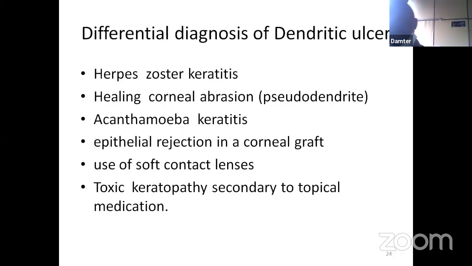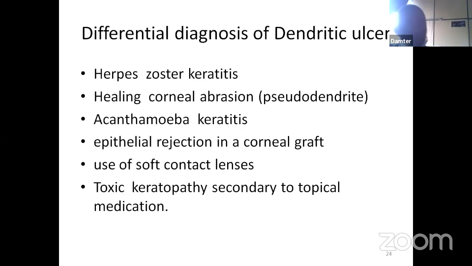The differential diagnosis of herpes dendritic ulcer could be a dendritic ulcer from herpes zoster keratitis. It could be a healing corneal abrasion. Maybe there was a mechanical corneal abrasion, and it's healing. It also looks like a dendrite. In that case, we call it a pseudodendrite.